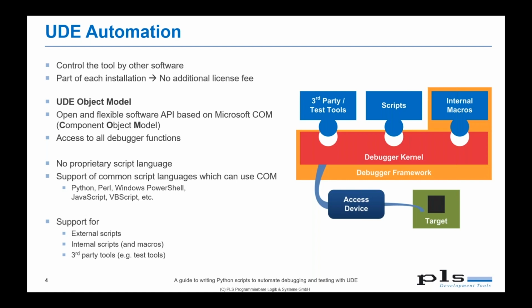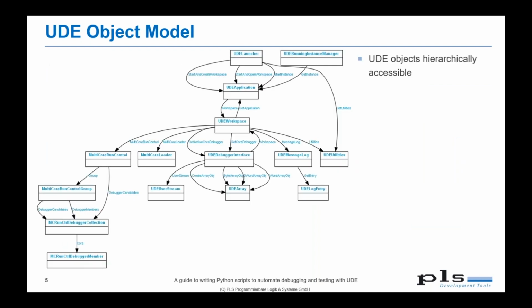And last but not least, scripting is only one part of the possibilities to control UDE via the object model. The object model is also the base technology for coupling third-party tools to UDE. So, for example, a test tool can use the object model to directly test on real hardware using the debugger functions. For example, the test tool can control the target device, start the application, stop the application, set breakpoints, get access to variables, write variables, read variables, and so on. We will see it later.